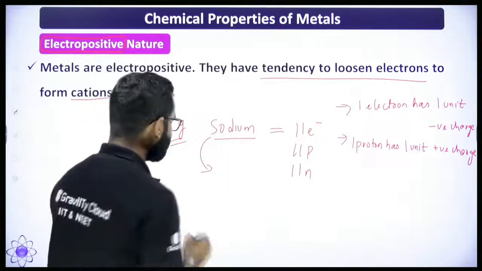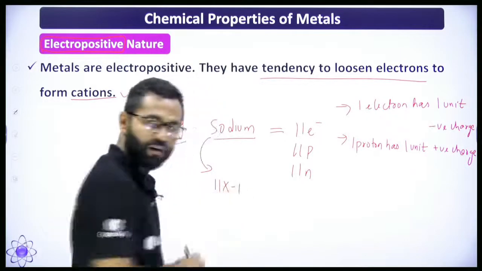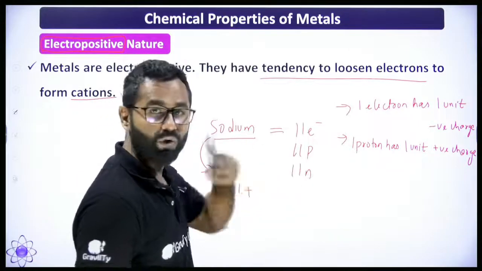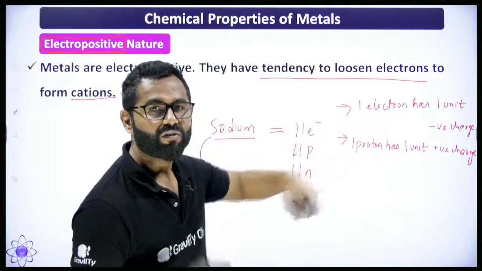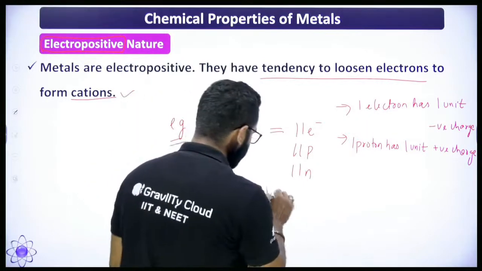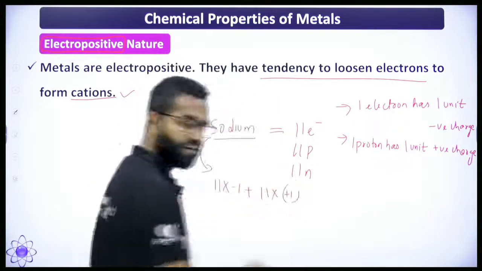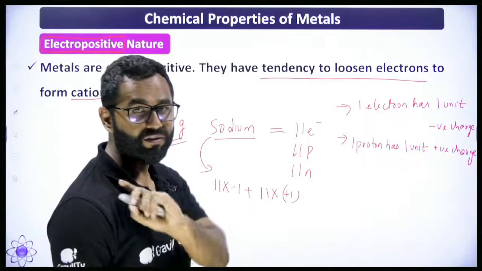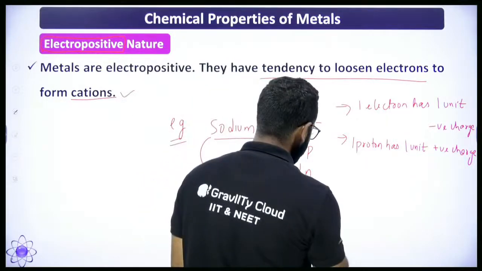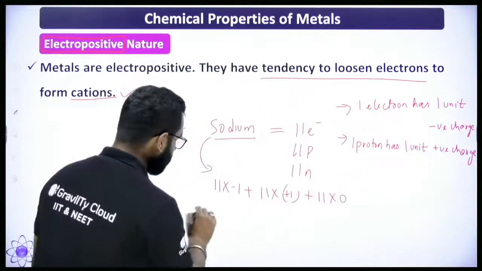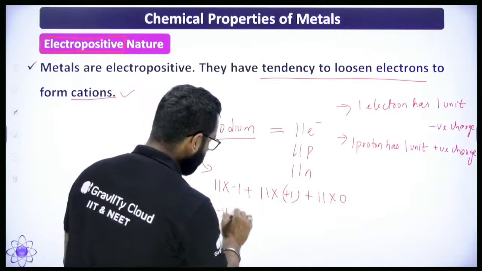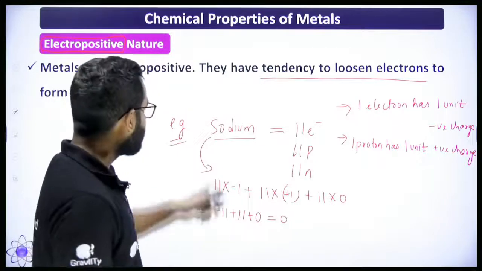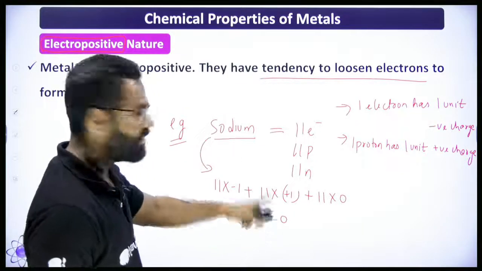So total negative charge is 11 into minus 1, plus there are 11 protons, right? And one proton has plus 1 unit charge. So total positive charge is 11 into plus 1, right? And neutrons have 0 charge. Neutron has no charge. That means it is equal to plus 11 into 0. Now when you calculate it, it will be minus 11 plus 11 plus 0, which is equal to 0, right? That means sodium atom has no charge.